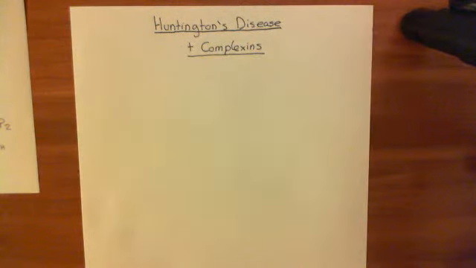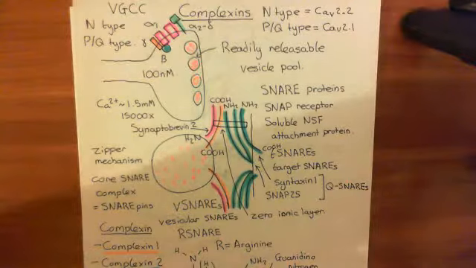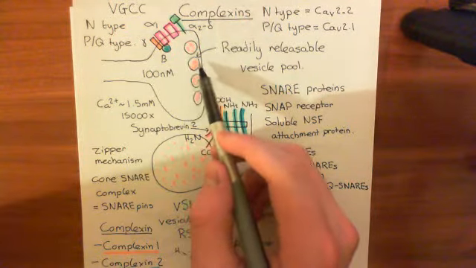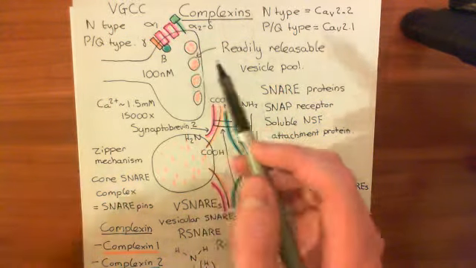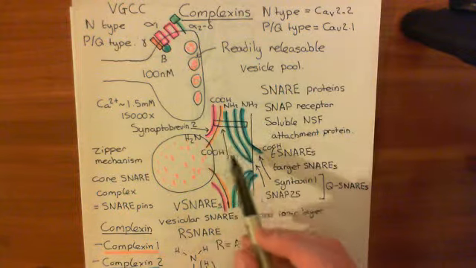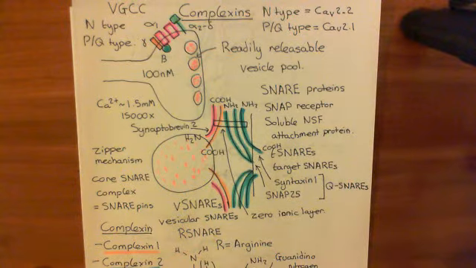Right, so this is a video that's following up my discussion of the complexin proteins and their role in the release of neurotransmitter. So let's just remind ourselves of how the complexin proteins were involved in the release of neurotransmitter. So remember, we drew all of this in the previous video. So you have these synaptic vesicles docked at the plasma membrane via these core snare complexes consisting of synaptobrevin 2 in orange here, SNAP25 in turquoise, and syntaxin 1 in blue.